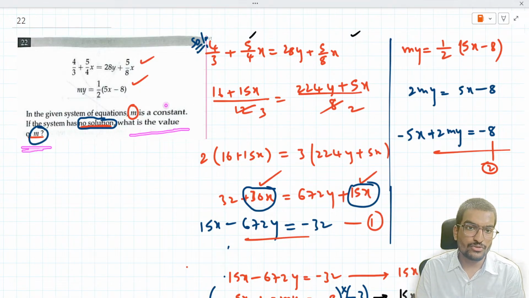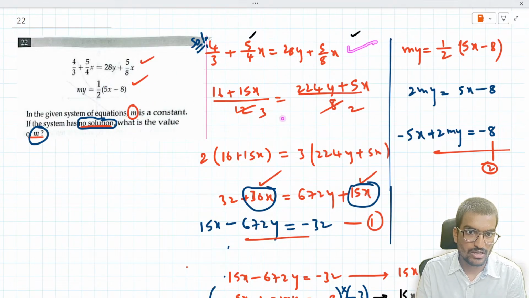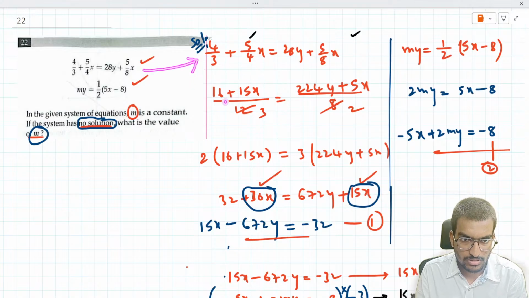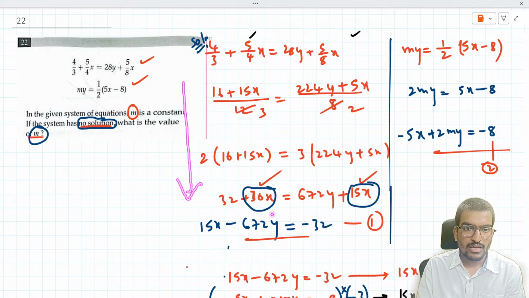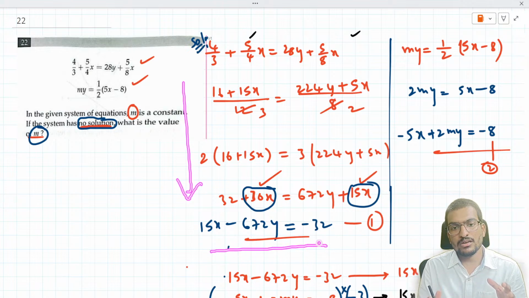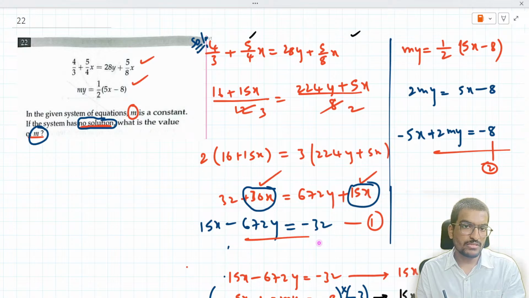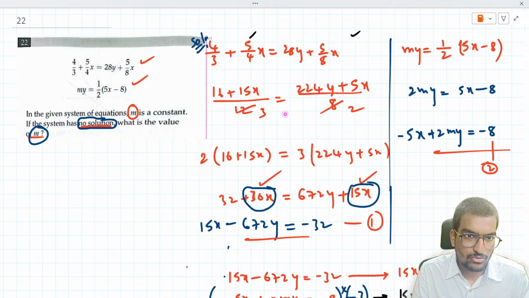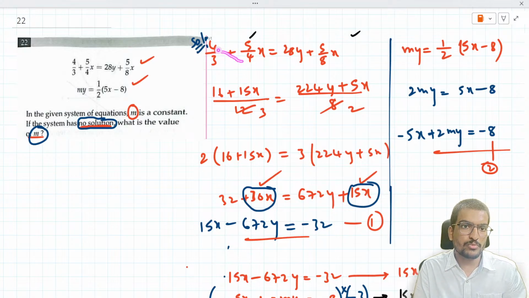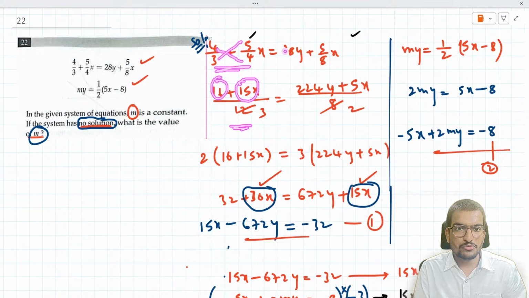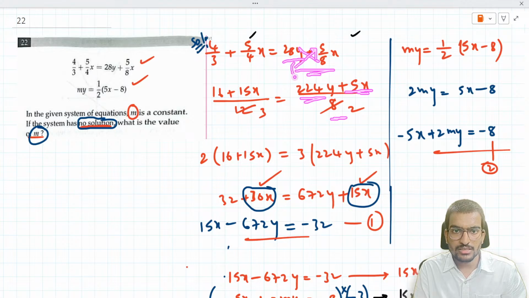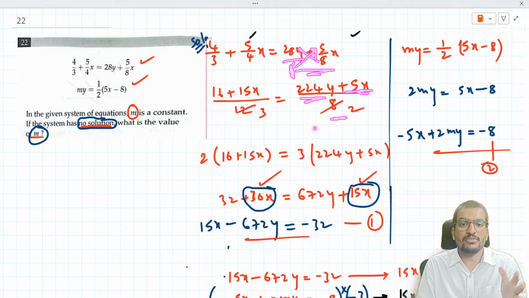So what I did, I took the given equation and solved it. The first equation I solved and reached a proper equation without fractions. If you want me to teach fractions, I just cross multiplied: 4 times 4 is 16, 3 times 5 is 15x, and 4 times 3 is 12. Cross multiplication. And 1 into 5x is 5x itself, 1 into 8 is 8. When nothing is there, I consider it 1. That's how cross multiplication works.